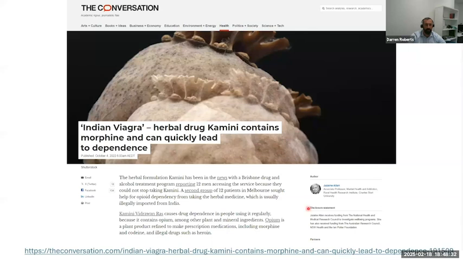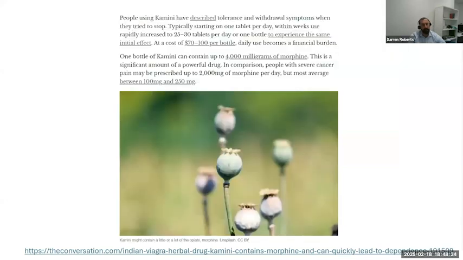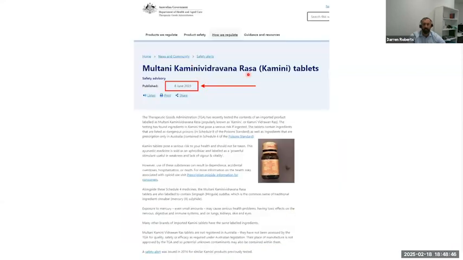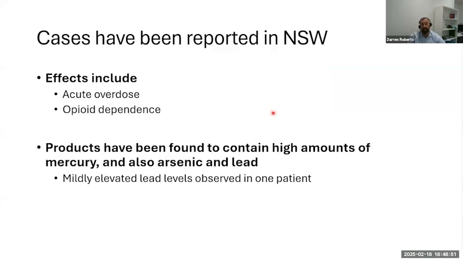I need to move on. This is some other promotions which talk about variability in cost, variability in content. Here, one bottle of Kamini contains up to 4 grams of morphine, so massive amounts. And it continues to be a problem. Even in 2023, we're still seeing cases. We've seen cases in New South Wales of Kamini, acute overdose and also opioid dependence. And as I mentioned earlier, people have been commenced on the opiate treatment program because of the dependence.